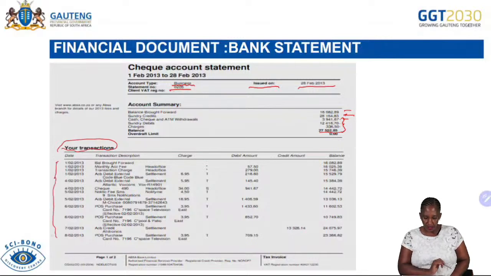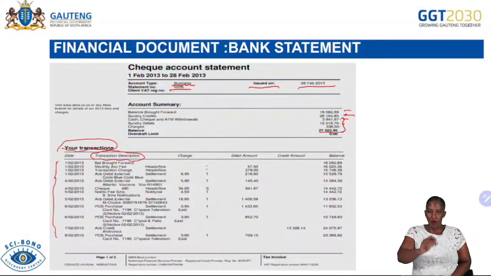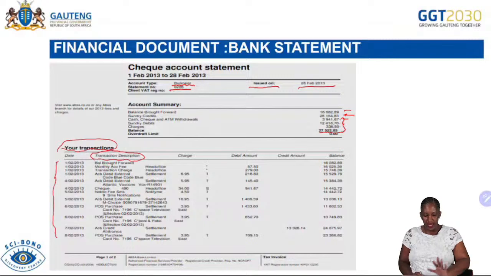when the transaction took place, and then the description, what type of transaction took place, and then the charges. So it is the transaction description. It describes what you did. Did you withdraw? Did you purchase? Did you settle? Did you pay, or what? It is indicated under transaction description. And then the charges, how much did they charge you for those transactions? The debit amount, how much has been taken out of your account.